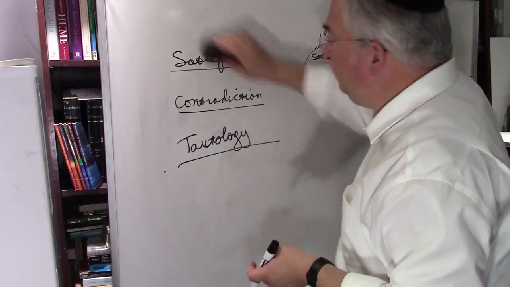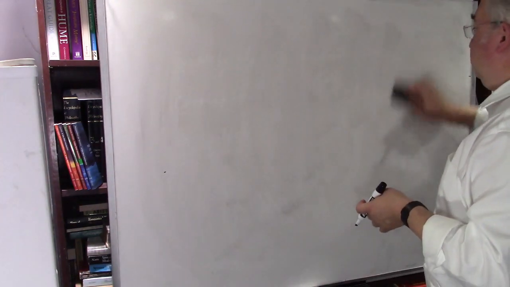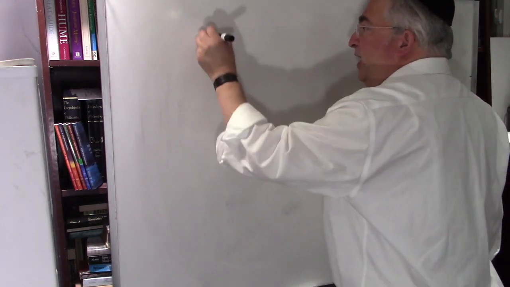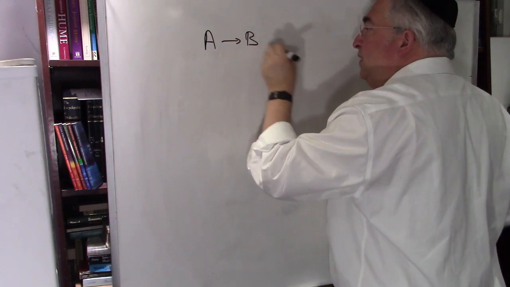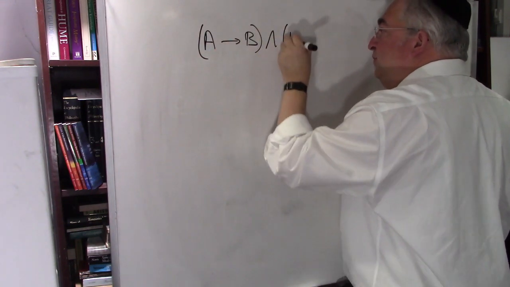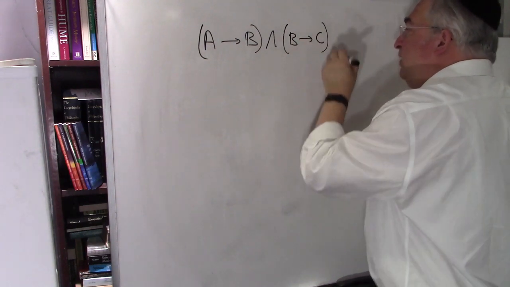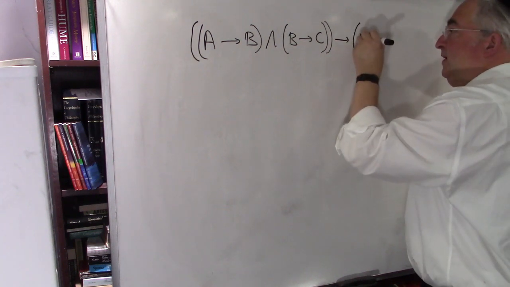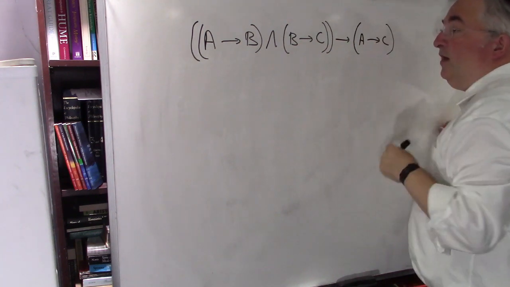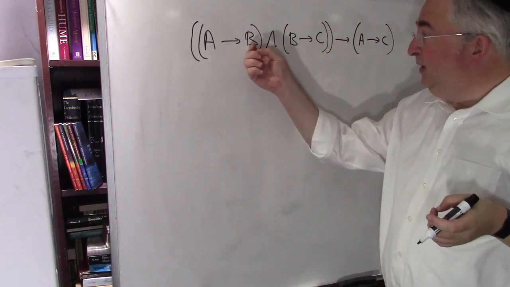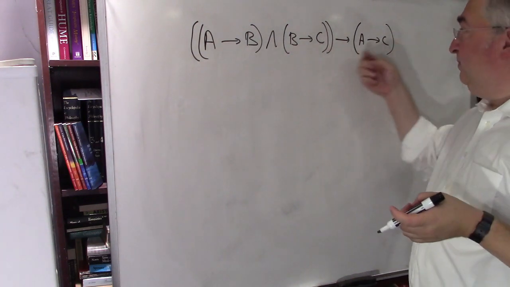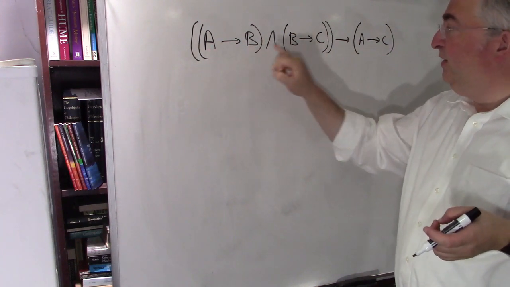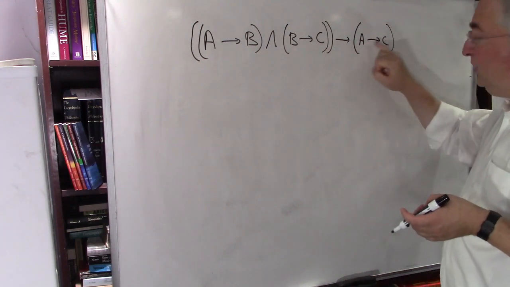Okay, let's do another example of a tautology, along the lines of what we did last time. You ready? A arrow B and B arrow C implies A arrow C. Let's say it in English. If A implies B and B implies C, then A implies C. If you study, you'll get good grades. If you get good grades, you'll be happy. So if you study, you'll be happy.